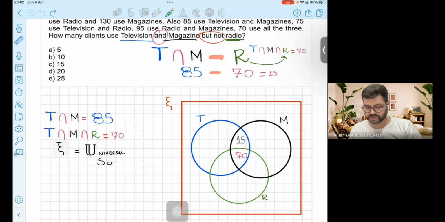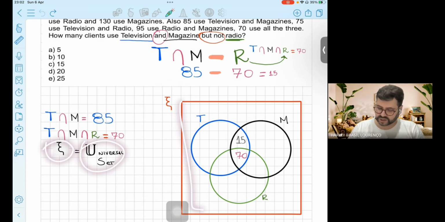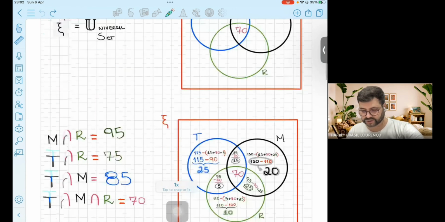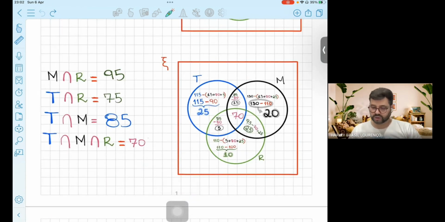If I want to, by the way, this symbol represents the universal set, either this one or this one. And the universal set is here on this rectangular area. The universal set is the 170 clients, okay? If I want to analyze this question as a whole, well, I can check all the values: 25, 20, 10, plus 15, plus 70, plus 5, plus 25. And where did I get these numbers from?